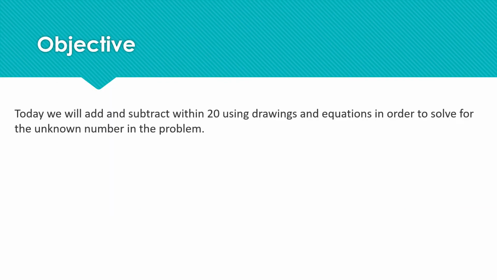In this lesson, today we will add and subtract within 20 using drawings and equations in order to solve for the unknown number in the problem. You probably have used drawings before to show addition and subtraction. Your drawings can help you write equations to match. My drawing here shows 2 plus 3 equals 5. And this is my equation.